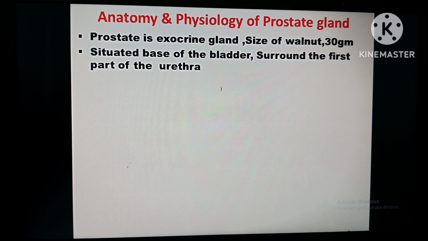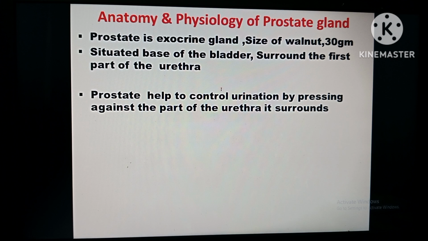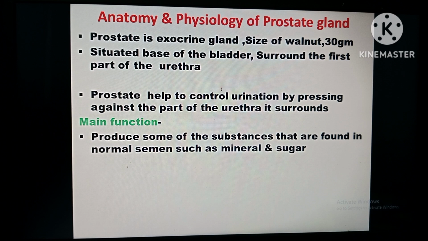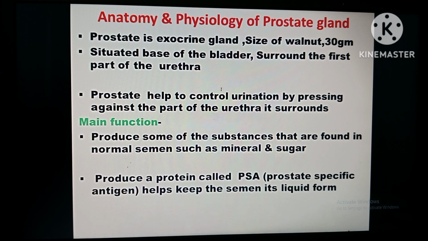It is situated at the base of the bladder, meaning the part below the bladder, and just behind the urethra. This prostate helps to control urination by pressing against the part of the urethra it surrounds. The main function of the prostate gland is to produce some of the substances found in normal semen, that is mineral and sugar. It also produces a protein called PSA, which is very important, so underline it: prostate specific antigen. Especially, it helps keep the semen in its liquid form.